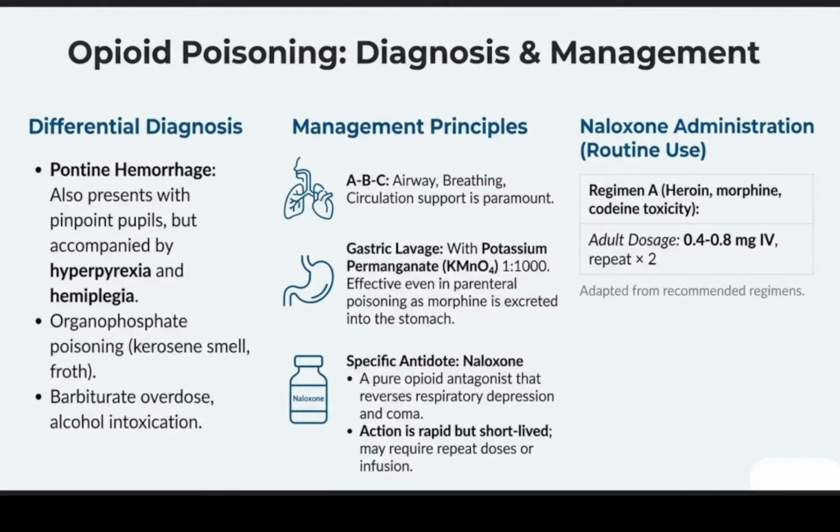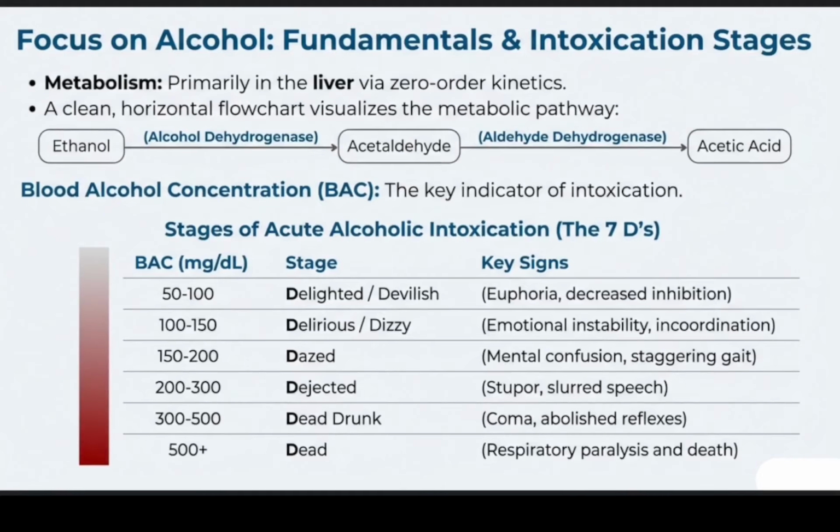Primarily where does it happen? We know it is in the liver, right? Why zero order kinetics? So we have a clean horizontal flow chart. I'm going to tell you: ethanol, in the presence of alcohol dehydrogenase, gives acetaldehyde. Acetaldehyde dehydrogenase then converts acetaldehyde into acetic acid. Fine, this is the metabolic pathway of it. Now remember, whenever the blood alcohol concentration is more than 500, there's going to be respiratory paralysis and death of the patient.